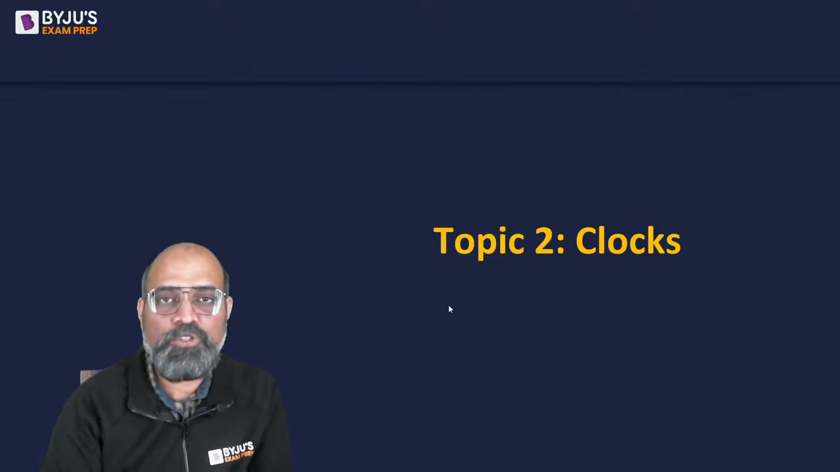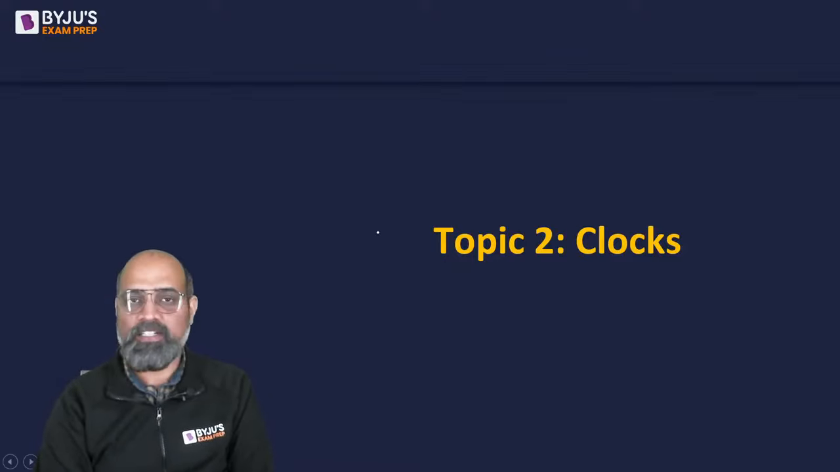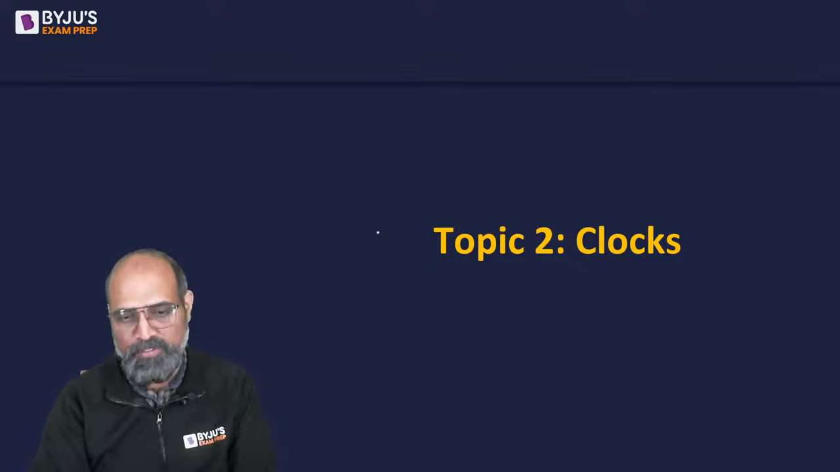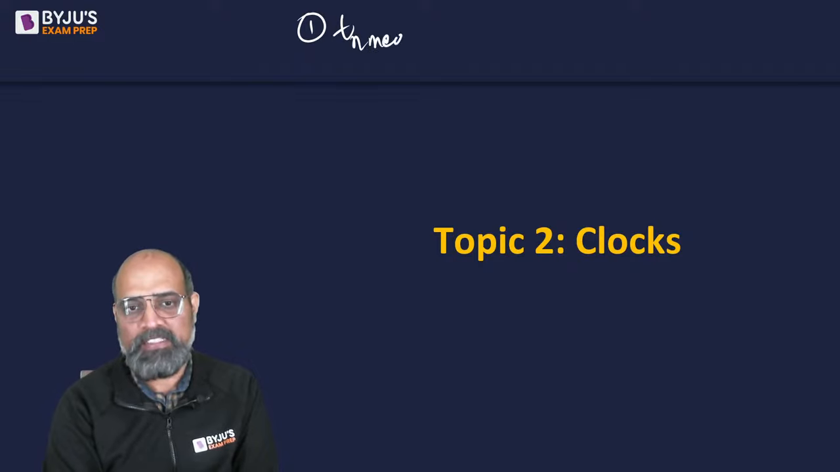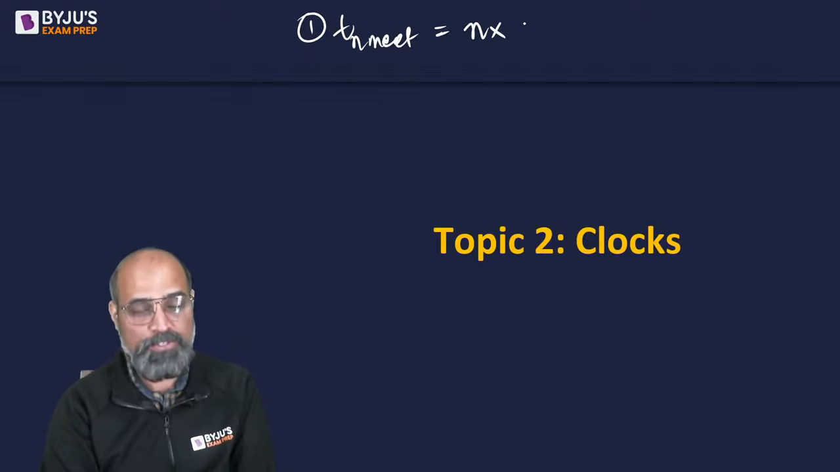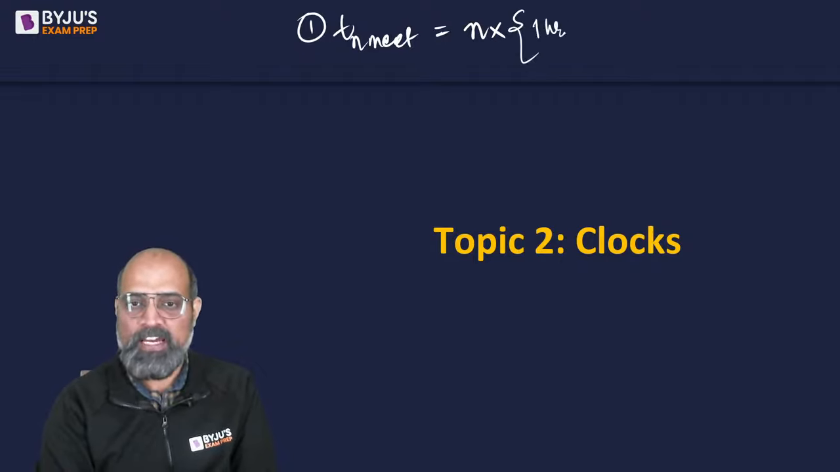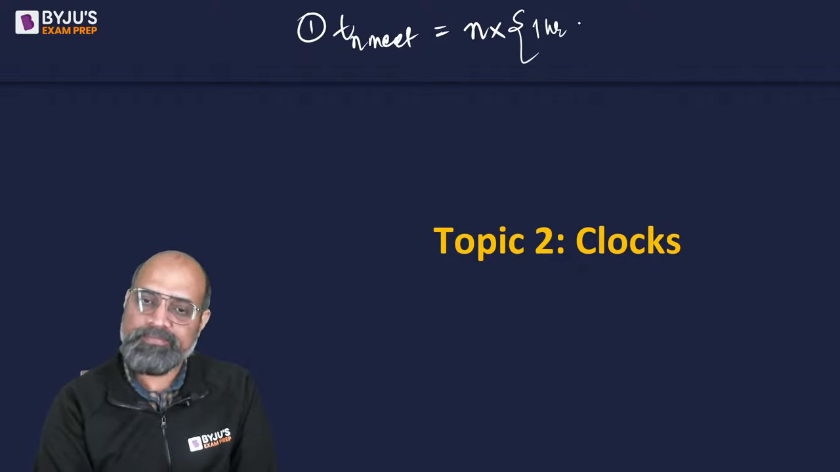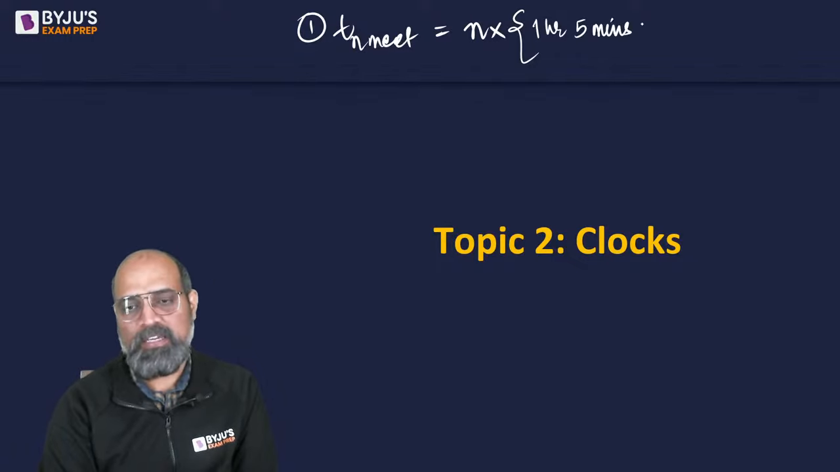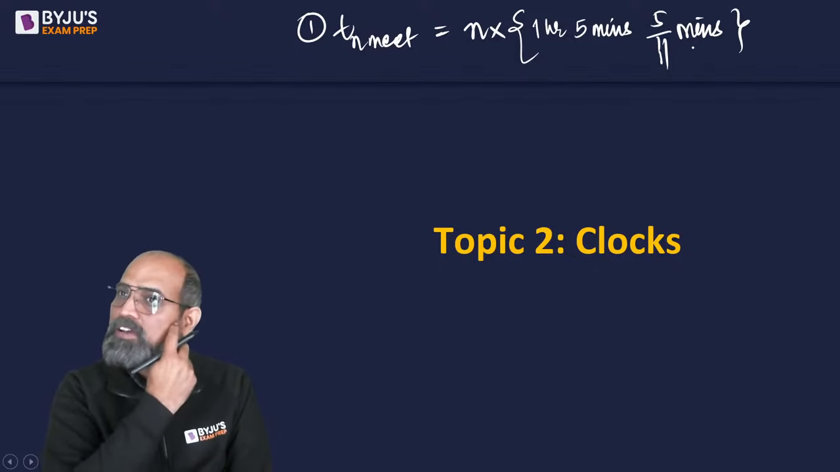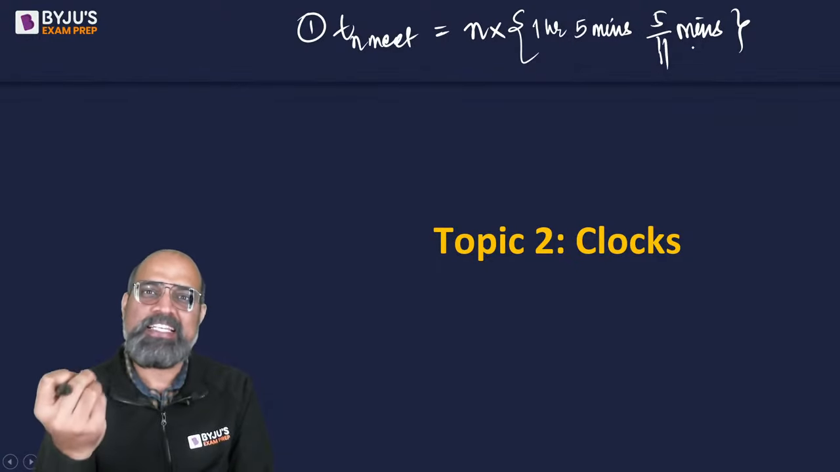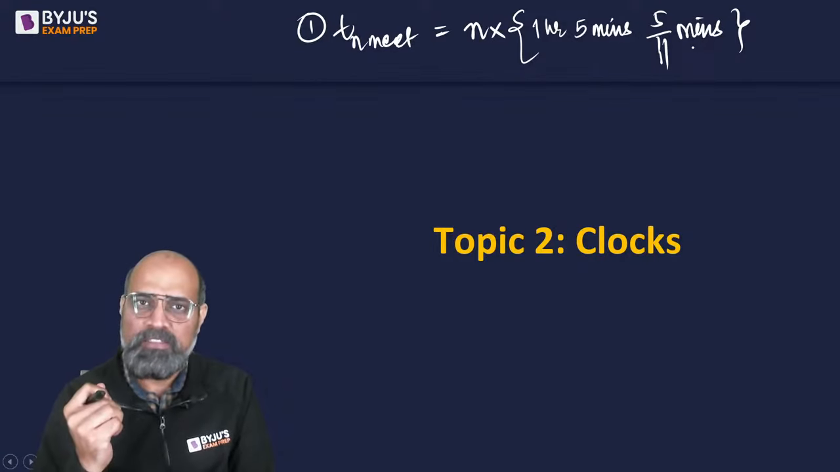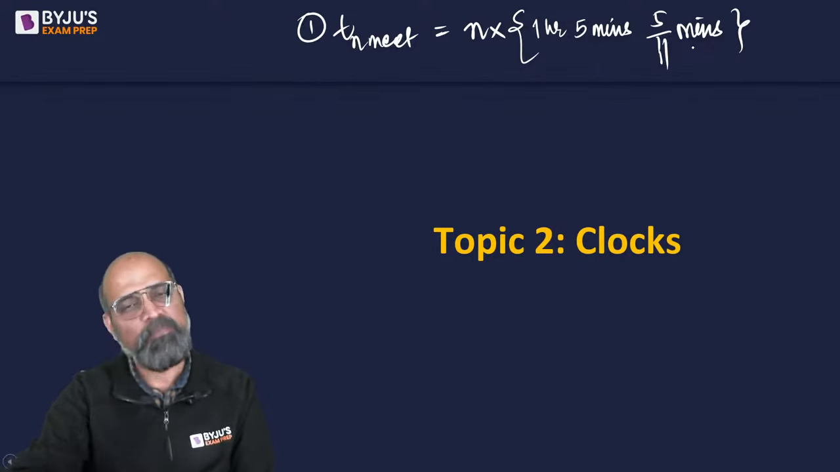Okay, topic 2, clocks. So when it comes to clocks, now there are certain concepts or certain formulas, whatever you would like to call them, you should remember. The first thing is for the nth meet, the time will always be n into 1 hour, 5 minutes and 5 by 11 minutes. Suppose the question asked is, at what time do the hour hand and minute hand of a clock meet for the sixth time? Chhatti bar milte hain. So the value of n over here is 6. So you multiply it by 6, you will get the time.